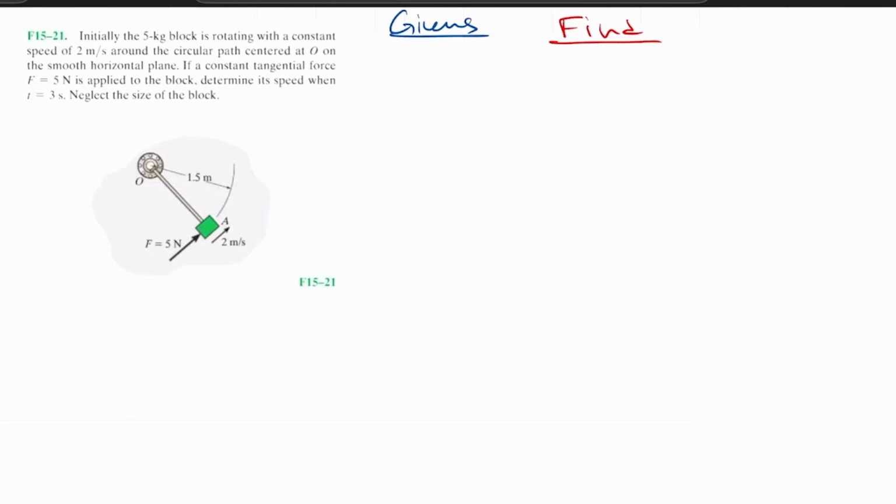If a constant tangential force F of 5 newtons is applied to the block, determine its speed when the time is equal to 3 seconds. Neglect the size of the block.